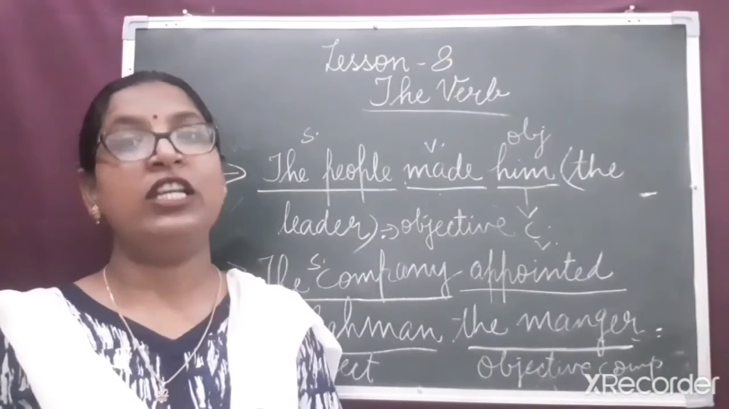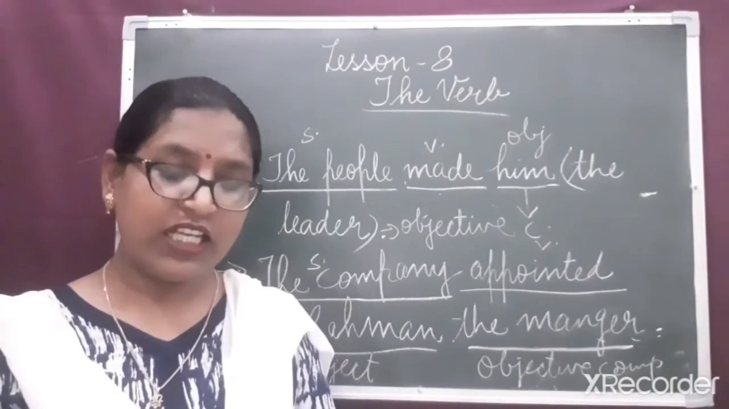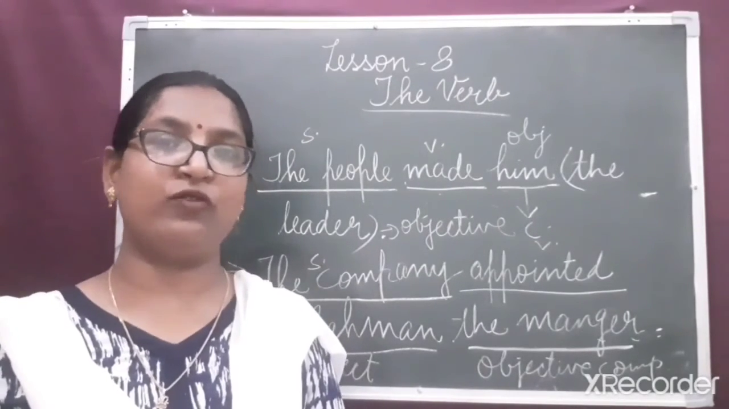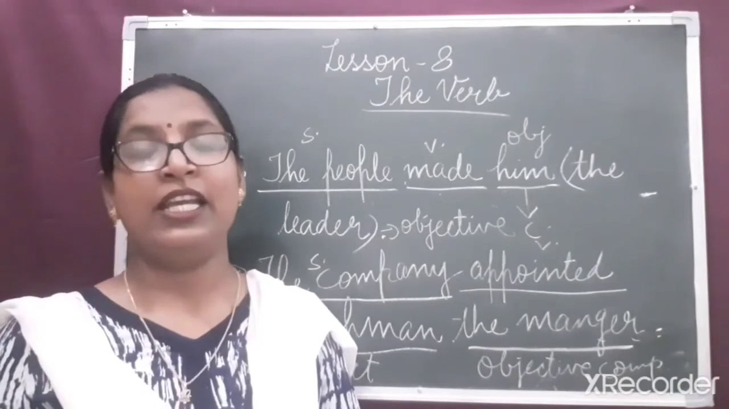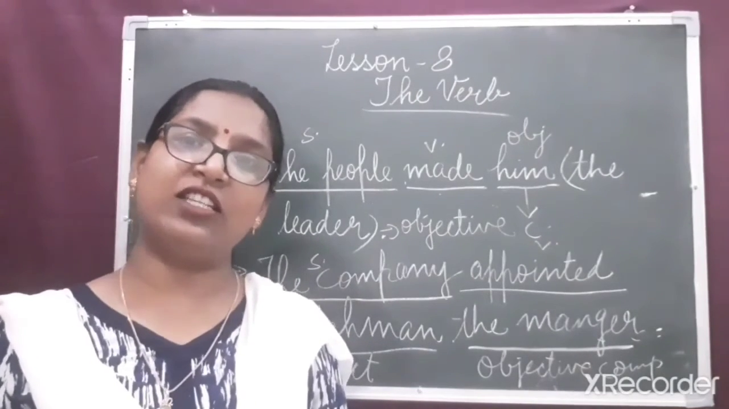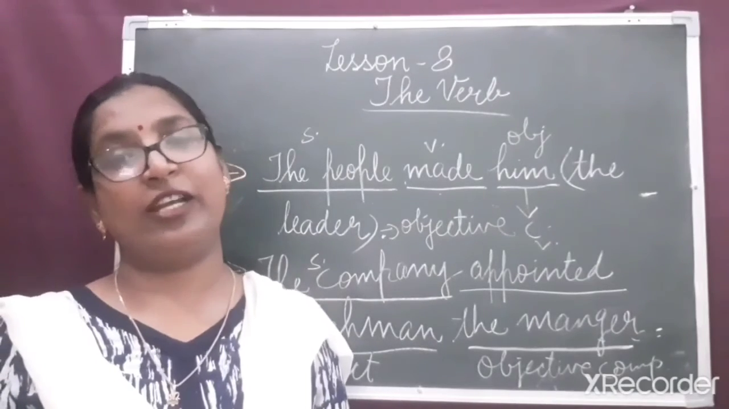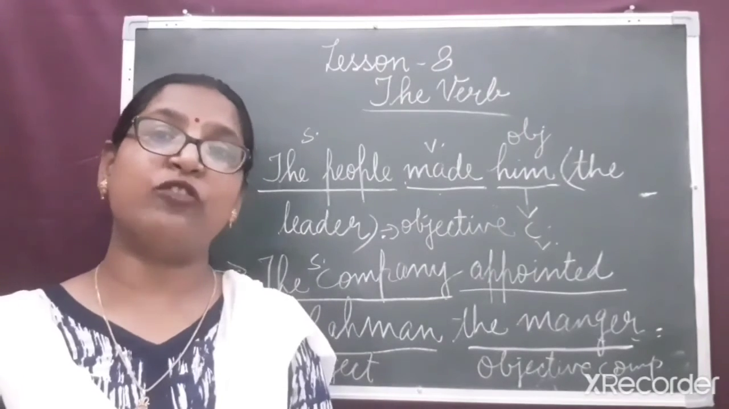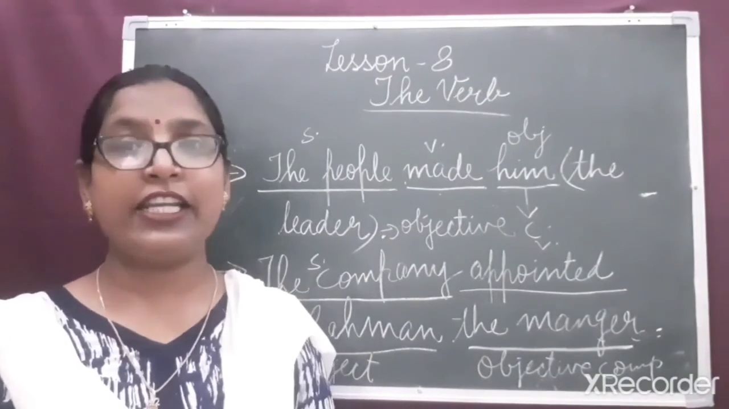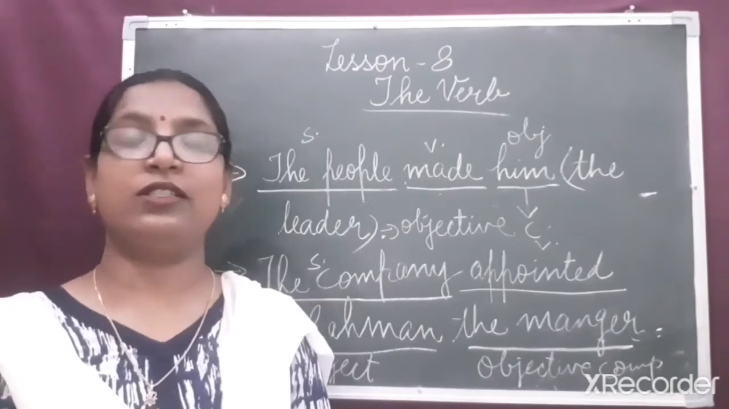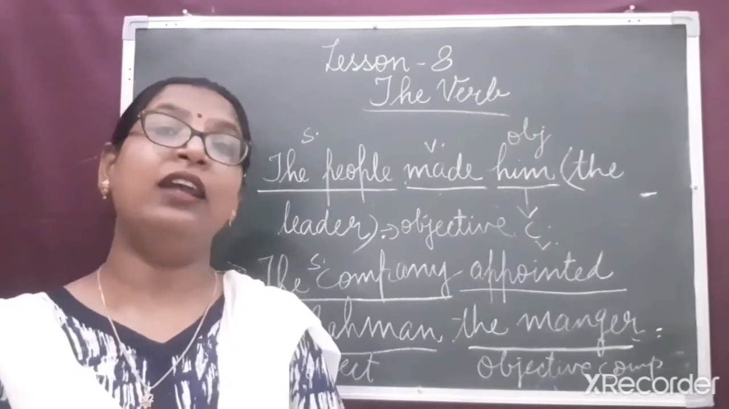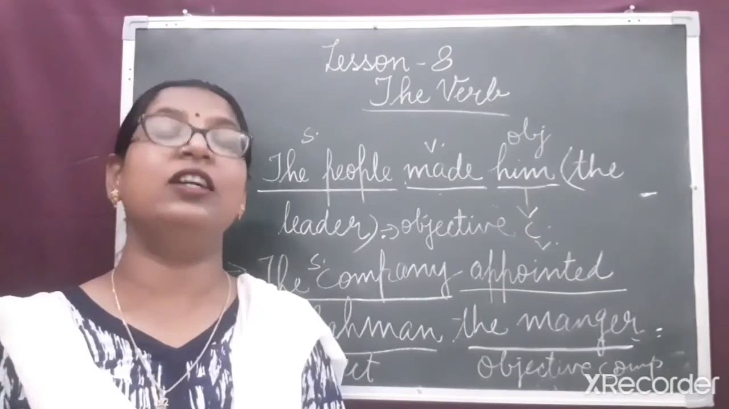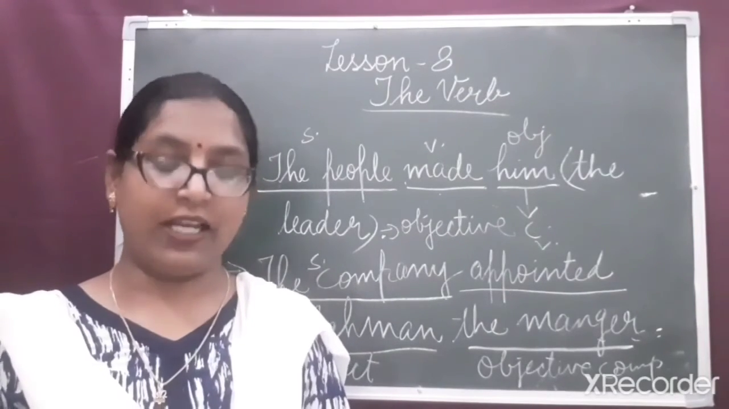Then we studied about intransitive verbs. Intransitive verbs are the verbs which do not have an object. Intransitive verbs can be the verbs of action or the verbs of being. And verbs of being are also known as linking verbs or incomplete verbs. Why are they called linking verbs? Because they link two parts of the sentence. The subject and the complement are linked together with the verb of being.